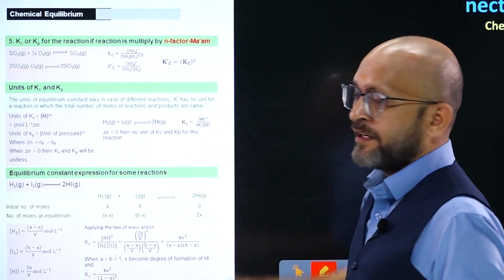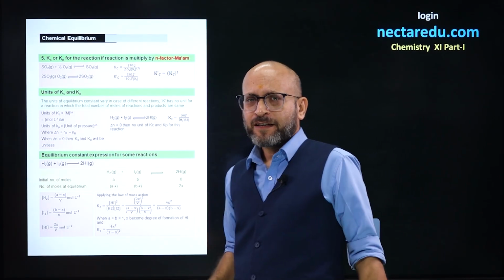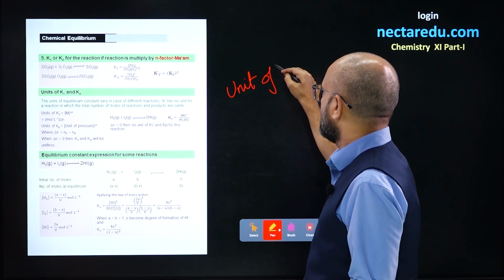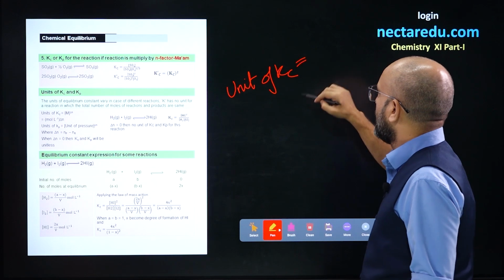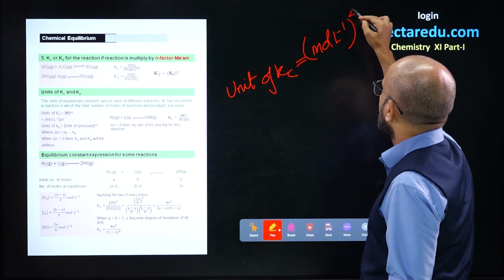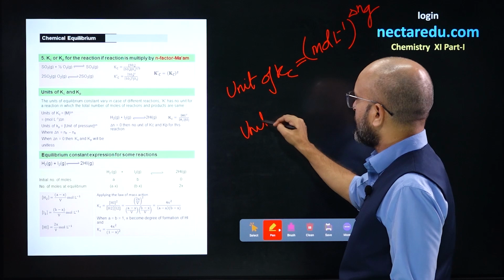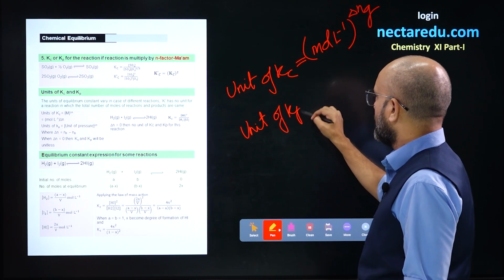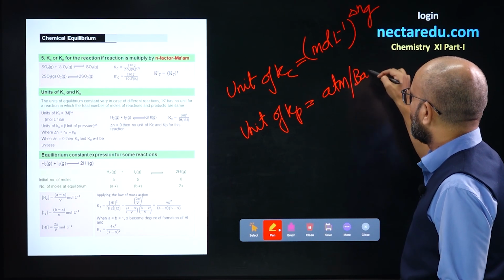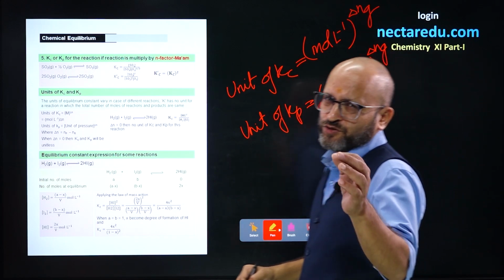Alright, so this is an easy method of calculation, right? Now sometimes you are asked the unit of Kc. So how will you see it? Mole per liter, and put power delta Ng, right? And if the unit of Kp is to be calculated, what you have to do is use atm or bar to the power delta Ng. Just remember, you should know delta Ng, right?